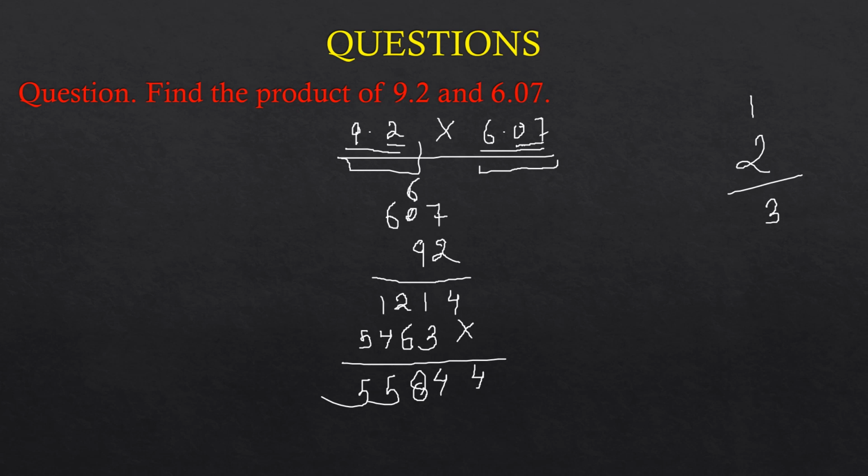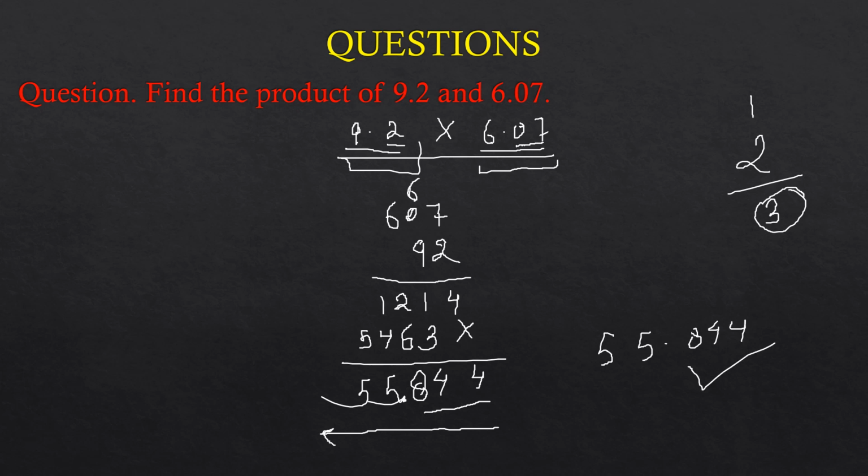We move from backward to forward, or you can say right to left. So how many decimal places will we have in the answer? 3 decimal places. So 1 2 3, here we mark the decimal point, hence the answer will be 55.844. So this is the answer for this question. This is how we multiply a decimal with another decimal.